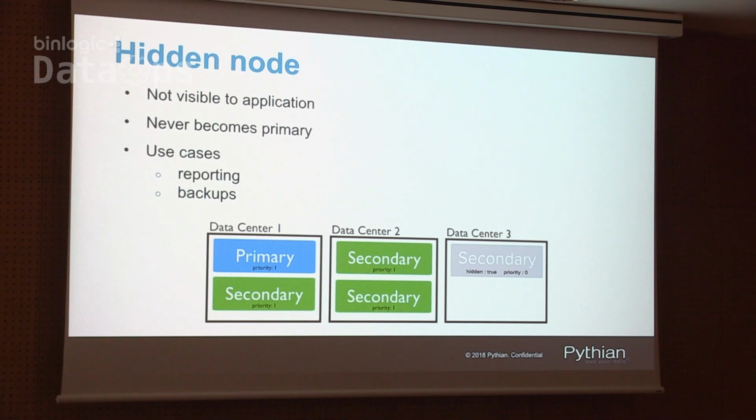Hidden nodes are also always secondary nodes. It never becomes primary, and with difference from the priority 0 node, this node is not visible to the driver, so that the application does not see this node. If you send read requests from the application to the replica set, the driver will not see this node. And typically, you use hidden nodes for reporting, running ad hoc queries, or taking backups.